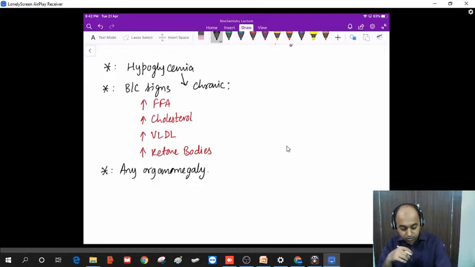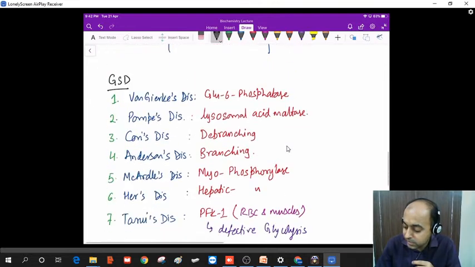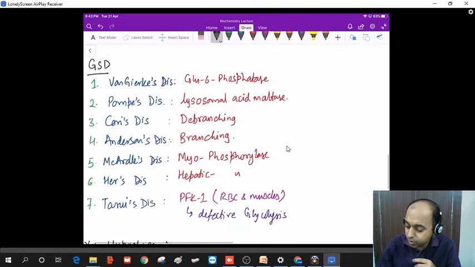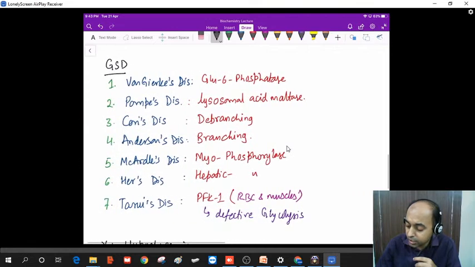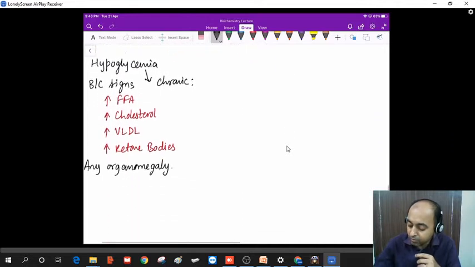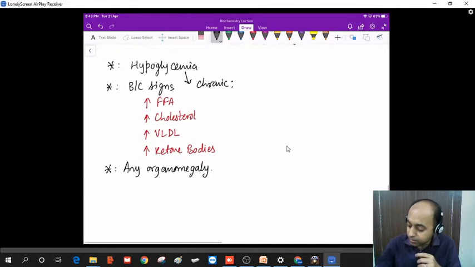How to distinguish between the different glycogen storage disorders? So let's take a quick look. Okay, so what I'll do, I'll mention the important features for each of them. I'll write them by number rather than going with the name. I'll write them simply by number.